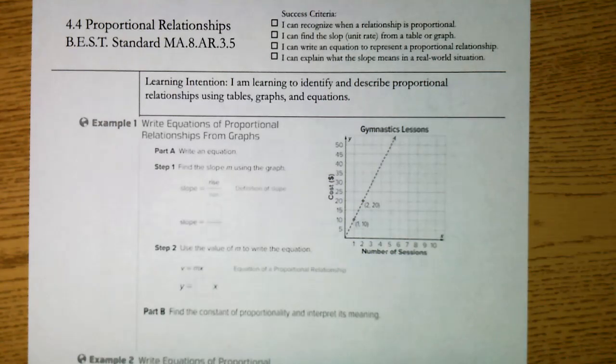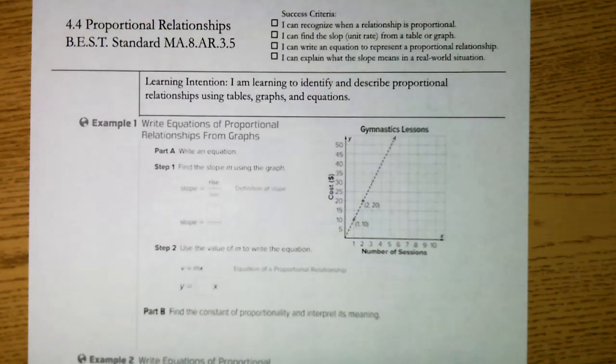And now we're on to 4.4, proportional relationships. You guys did a ton of this in 7th grade. Pretty much all of your graphing was proportional relationships. So what we're doing is we're diving right into writing some of those equations that you guys worked on last year. So, learning intention for the day.